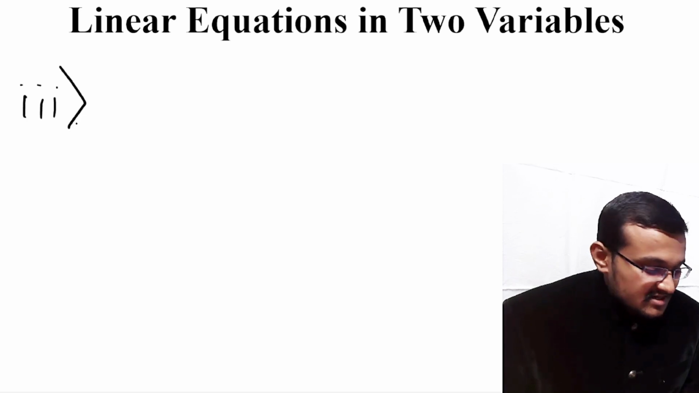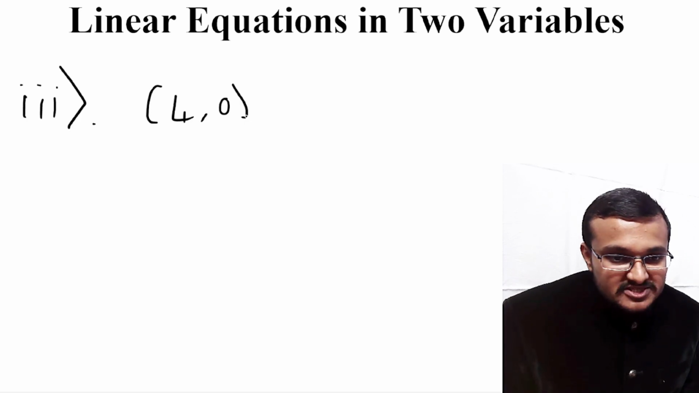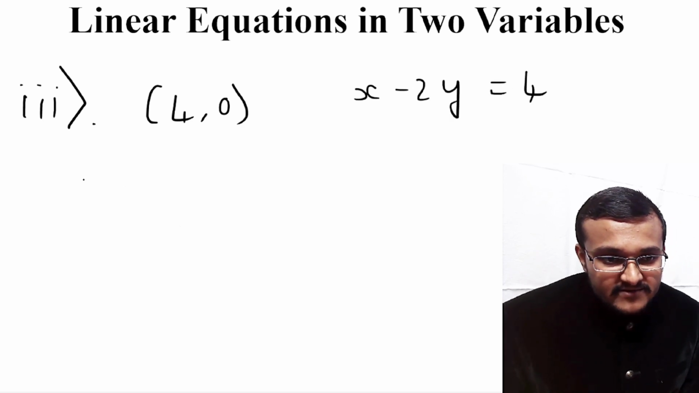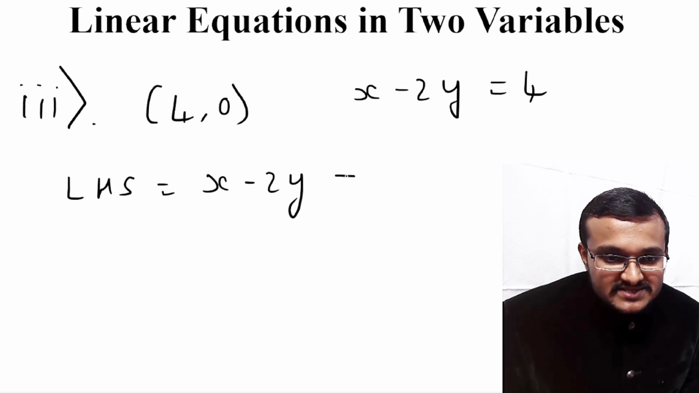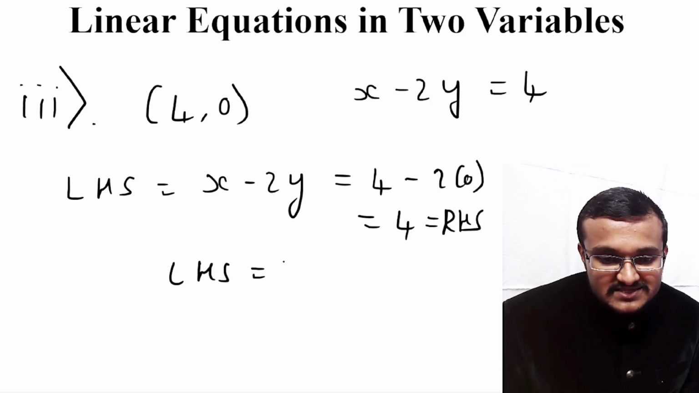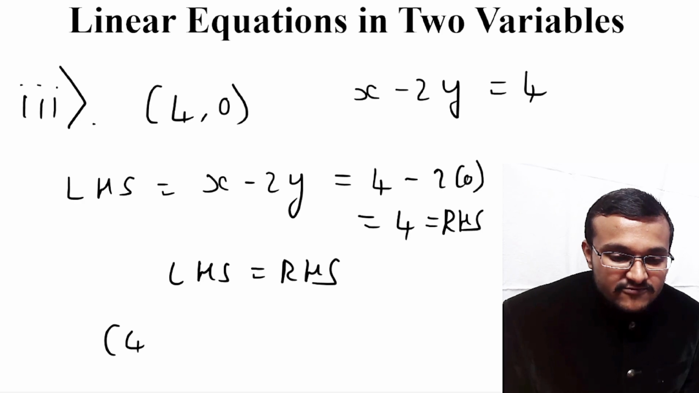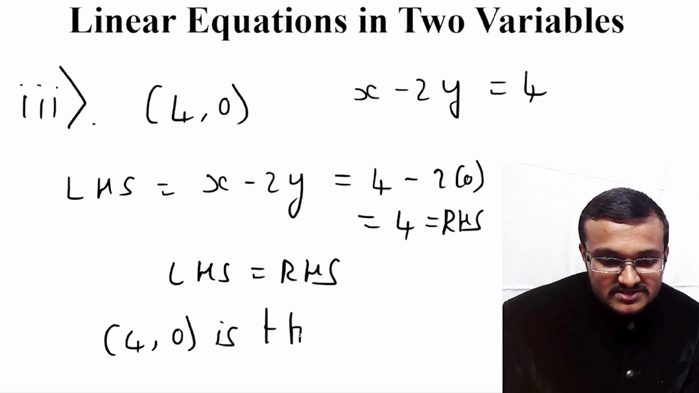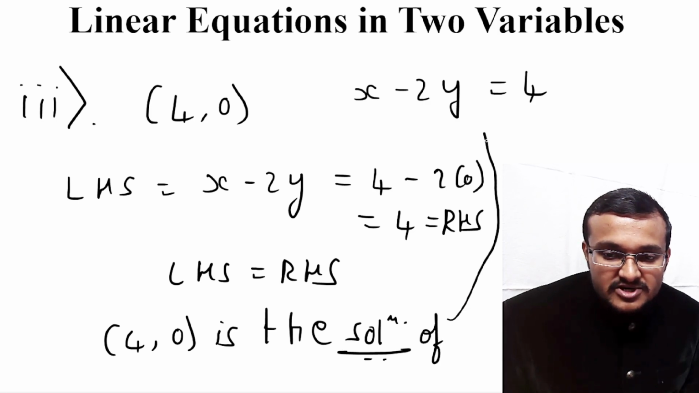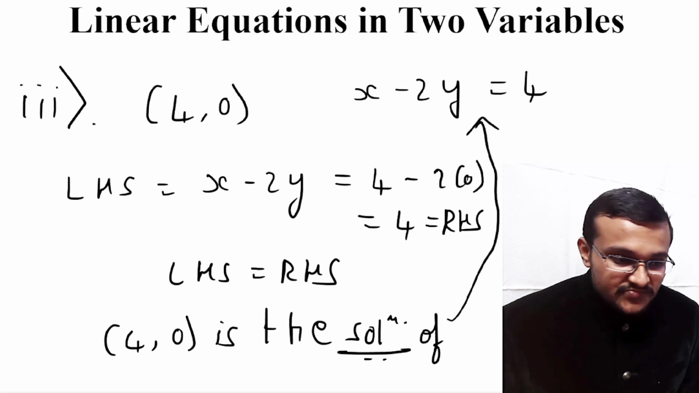Now we'll look into the third option. In the third option you have (4, 0). Here the equation is x minus 2y is equal to 4. Now we'll take LHS is equal to x minus 2y. So x is nothing but 4, y is nothing but 0. 4 minus 2 into 0 will be equal to 4. So here you are getting LHS is equal to RHS. That means LHS is equal to RHS, so (4, 0) is the solution of this particular equation x minus 2y is equal to 4.